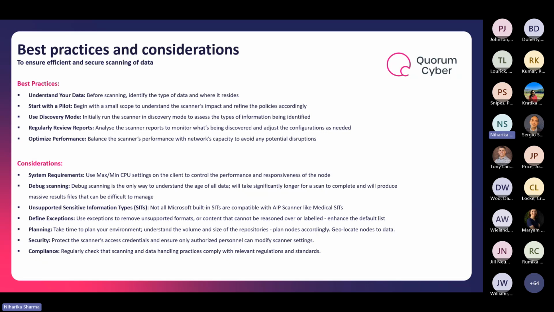Further down here are some of the key considerations to optimize the scanning of data, which is to utilize the maximum or minimum CPU settings on the MIP labeling client to control the performance and responsiveness of the nodes which run the scans. Next is debug scanning, which is the only way to get information on the age of your data. When using debug reporting, be mindful it will take significantly longer, perhaps double the time for a scan to complete, because debug will produce massive results files that can be difficult to manage.